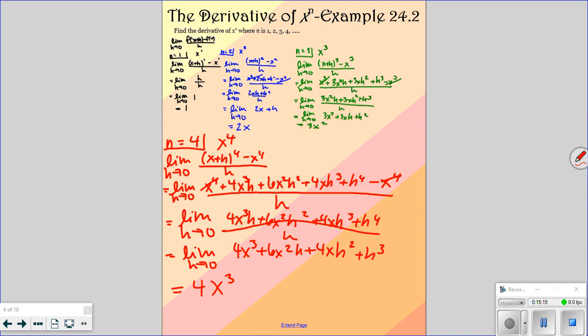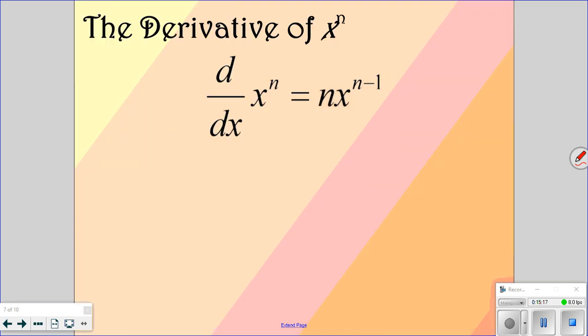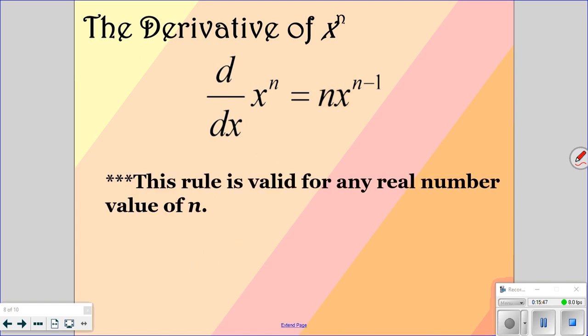And so that is called the power rule for derivatives. Your exponent goes to the front, and you subtract 1 from it. So if we're looking at the square root of x, that's the same thing as x to the 1/2. So if we take the derivative, we bring the 1/2 to the front, and then we have 1/2 minus 1, which is negative 1/2. And that's what we got on our first example. This is valid for any real number value of n.